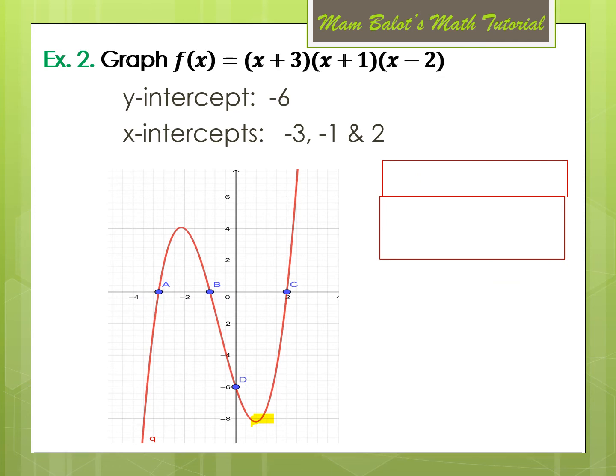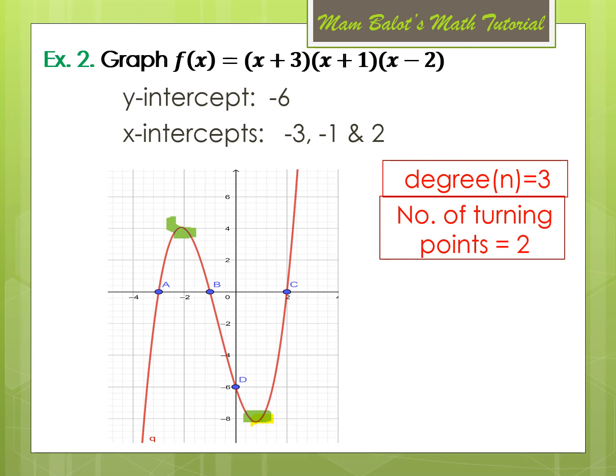In example number 2, the degree of our function is equal to 3 since we have there 3 factors. And if we count the number of turning points, we have there 1 above highlighted in green, and then below we have 2. So we have 2 turning points.